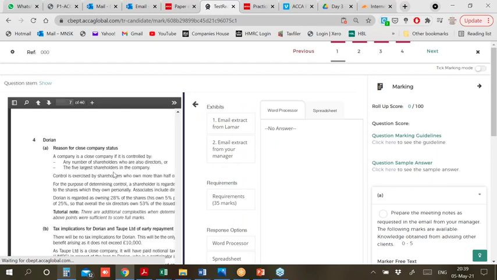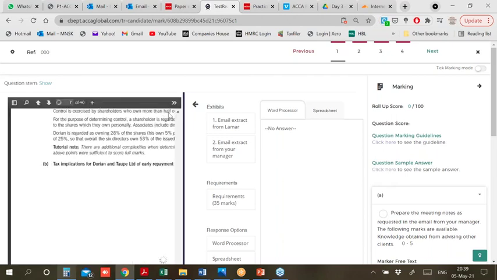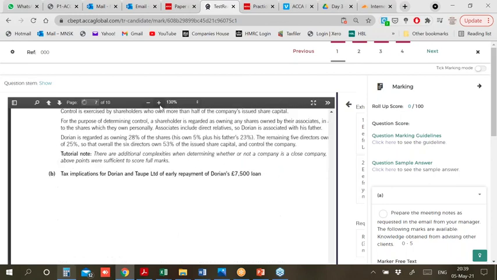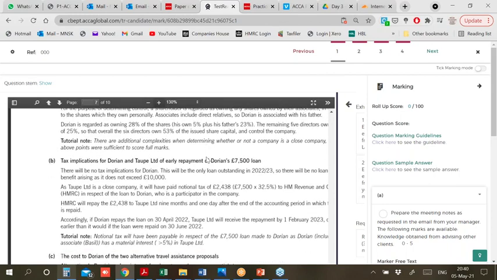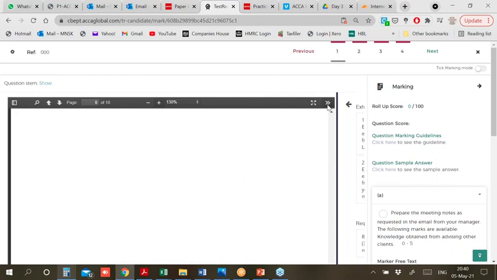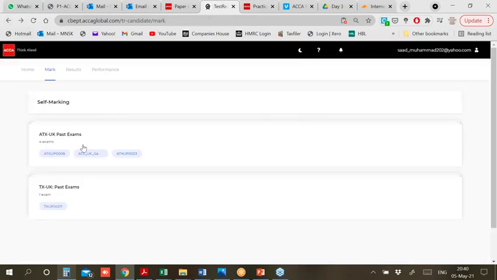There it is, showing you the answer itself. However, if you want to see the answer, it is not showing you. You can click here, question sample answer, click here to see the sample answer. Click here, the answer will open. Drag this tab, you can zoom in, you can scroll down, you can do whatever you want with your answers. So the students kept asking me, sir, how can I find the answers to the practice platform questions? So there you go.